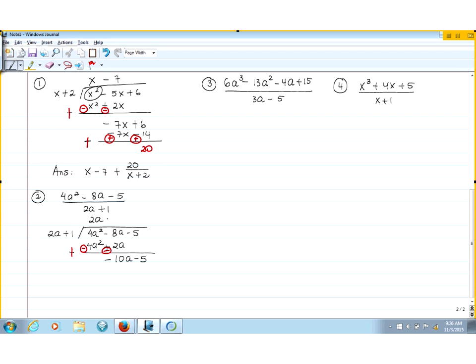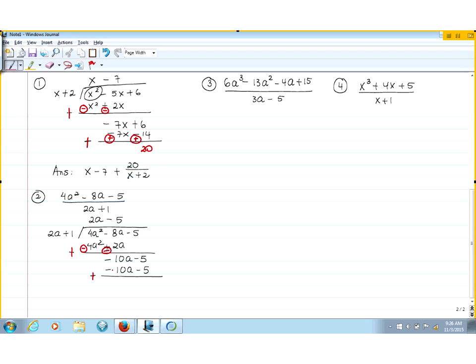So what is negative 10a divided by 2a? Negative 5. Negative 5 times 2a plus 1 is negative 10a minus 5. How do I get these? Well, we multiply, right? Negative 5 times 2a, that's negative 10a. Negative 5 times 1, that is minus 5. So what's my answer?